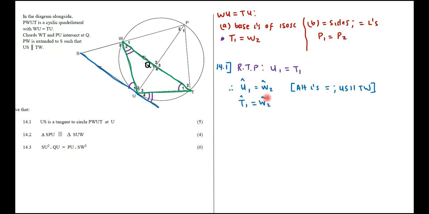I know that T1 is also equal to W2, and this is because of base angles of isosceles triangle UTW, of course, where WU is equal to UT. Okay, now this basically means U1 is T1, and so US is tangent.